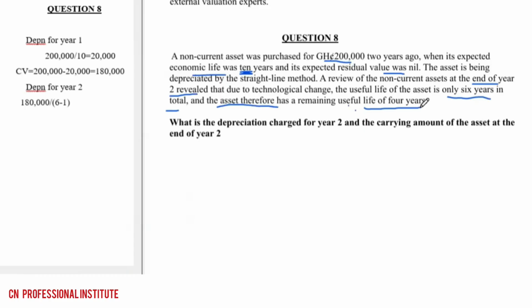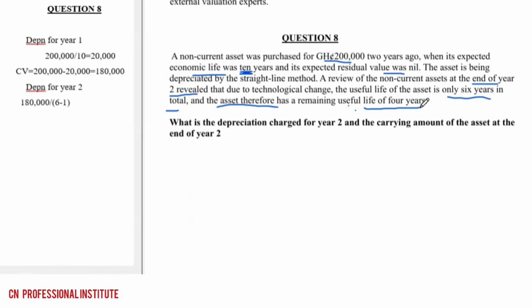Don't be confused with the 4 years here. The 4 years they brought, they said after your change in year two, the remaining life will be 4, and it's true. So don't use the 4 in year two. If you divide the 180 by 4 years, you'll be wrong, because the remaining 4 years is after year two. Are you getting it? We are yet to charge depreciation in year two.